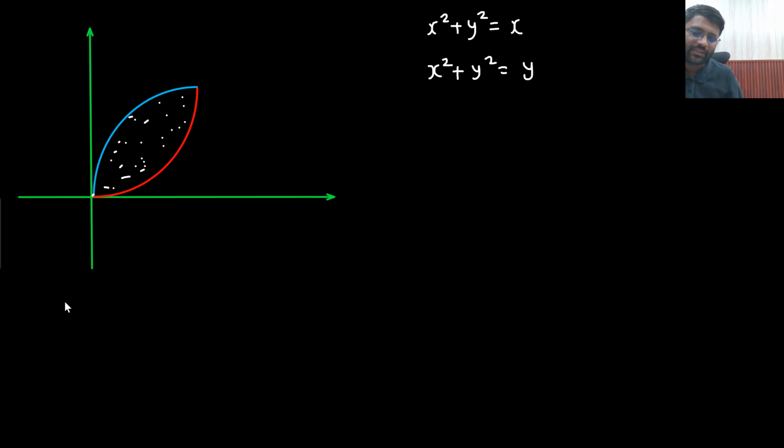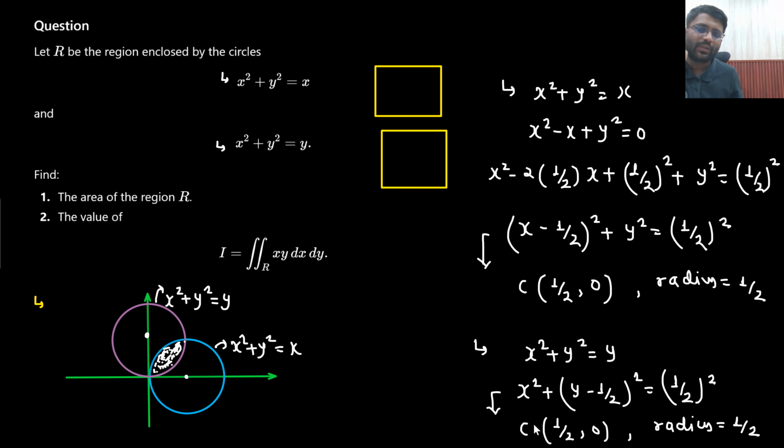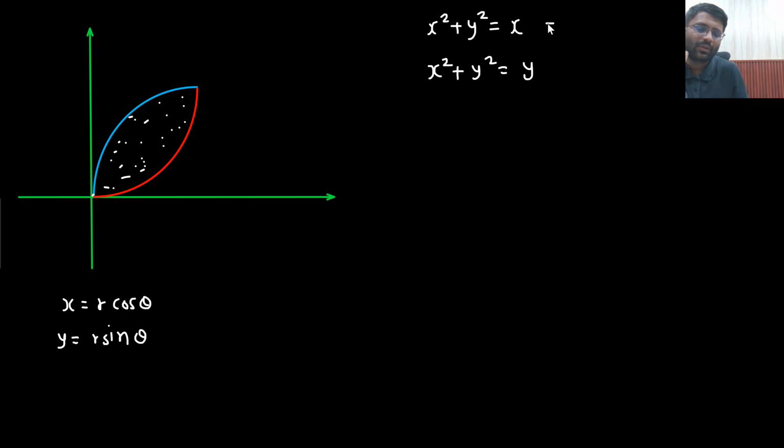So what I will assume is x equals r cos theta, and y equals r sin theta. x square plus y square equals x is the blue color, no? This is the blue color, x square plus y square equals x. That is the blue color, and this is the red color.